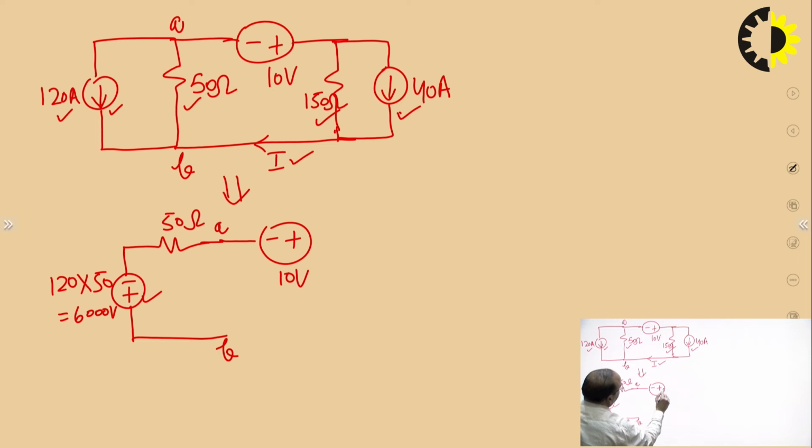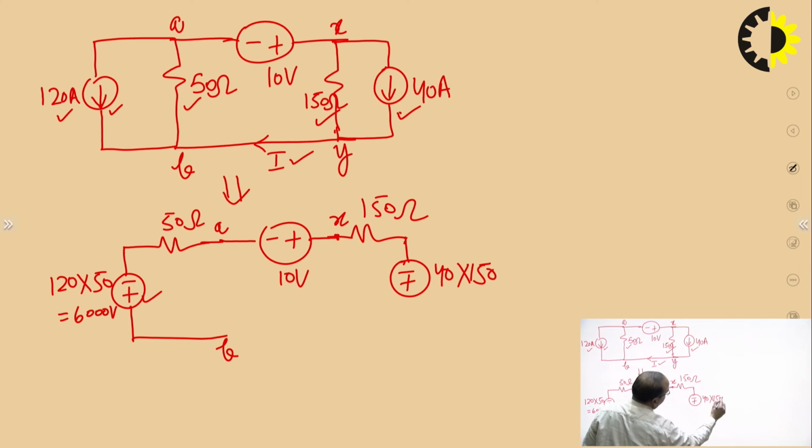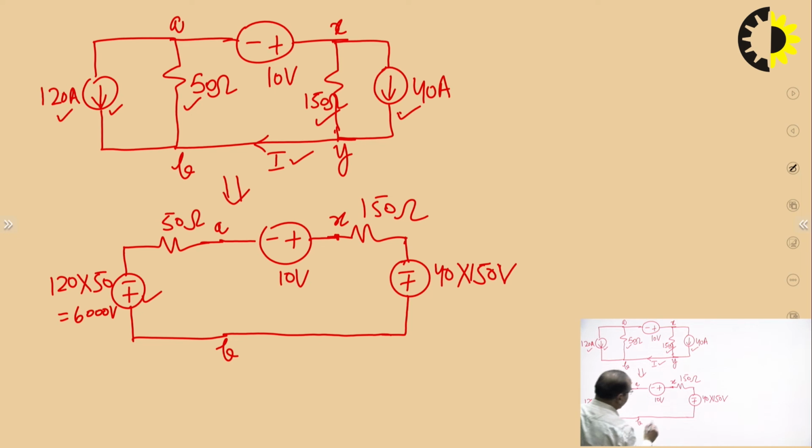as earlier. Similarly, suppose this current source is connected across terminals X and Y. Then we are having 150 ohm, and this is 40 into 150 with positive terminal downward again, since the 40 ampere arrow is downward. So, it will be like this. So, this becomes 6000 volt also. So, this will be the simplified circuit and now we are to find the current here.